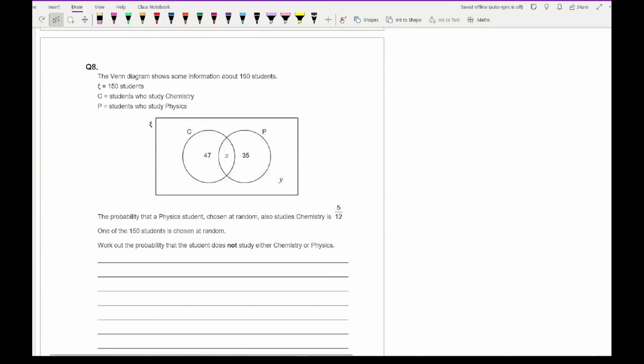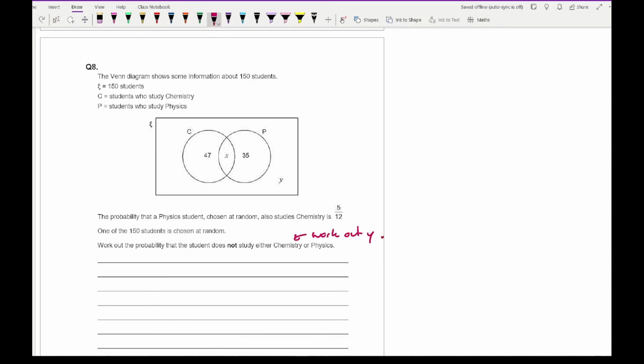Then moving on to question 8, it says the Venn diagram shows information about 150 students. C represents the students studying chemistry, and P represents the students studying physics. The probability that a physics student chosen at random also studies chemistry is 5/12. One of the 150 students is chosen at random. Work out the probability that they don't study either chemistry or physics. So for this, what we need to do is, in other words, work out y.